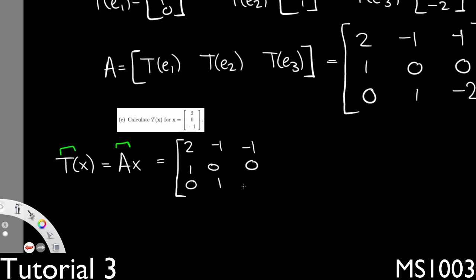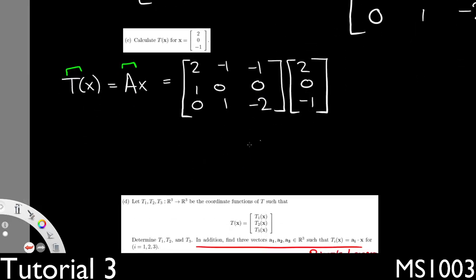But in either case, this is just a matrix multiplication. I hope everyone's fine with doing this now. So a matrix times a vector is going to always give you another vector, right? And it can have three rows. The first row here is going to be the first row of the matrix times the vector. So I'm going to get 2 times 2 is 4, plus minus 1 times 0 is 0, plus minus 1 times minus 1 is plus 1.